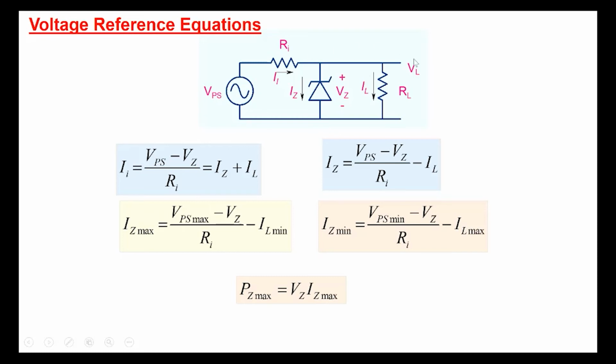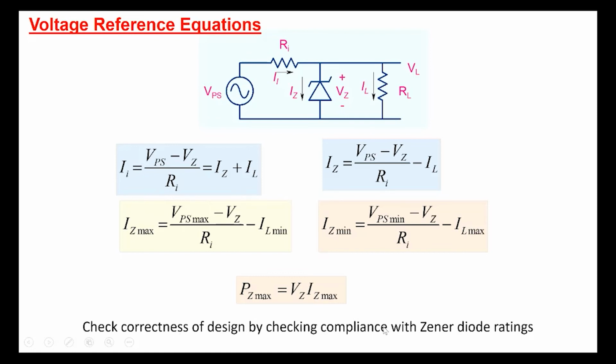So we are given a design. We can use these particular equations to see whether our design is correct or not by checking whether IZ max, IZ min, and PZ max are reasonable with respect to the Zener diode characteristics. And so if a circuit is given with a particular Zener diode, we can go and check the characteristics of the Zener diode that is given by the manufacturer using the data sheet. And then we can check IZ max, IZ min, and PZ max and see whether these values are reasonable or not. So that's for checking a particular design, whether the design is correct or not.